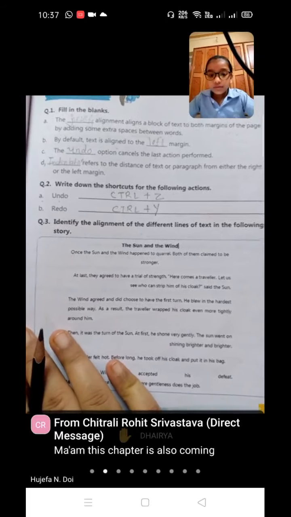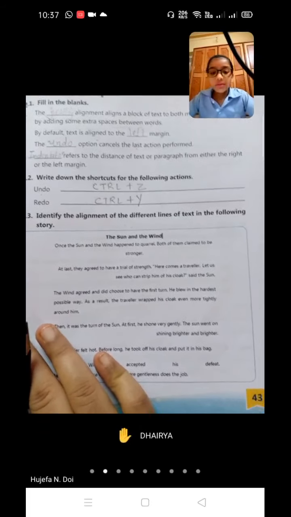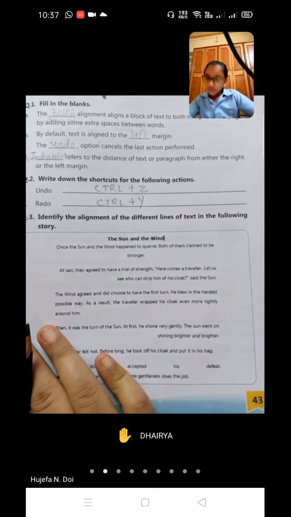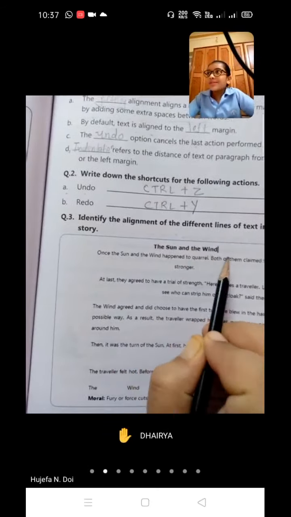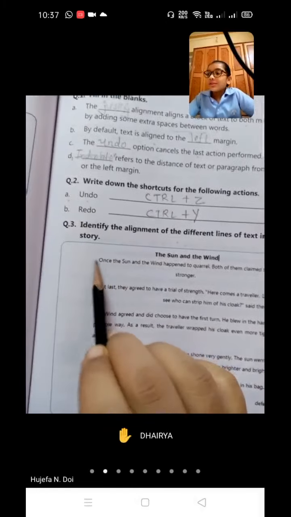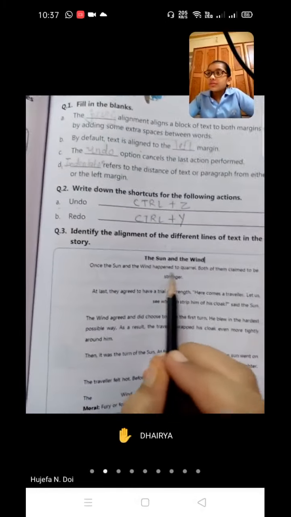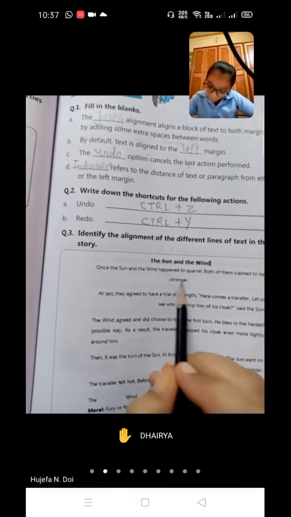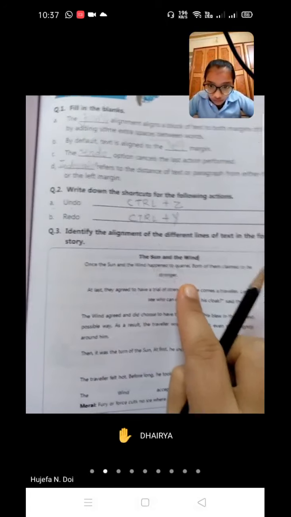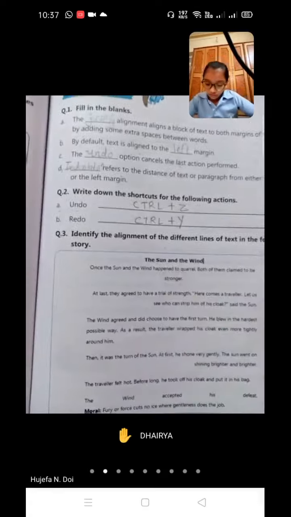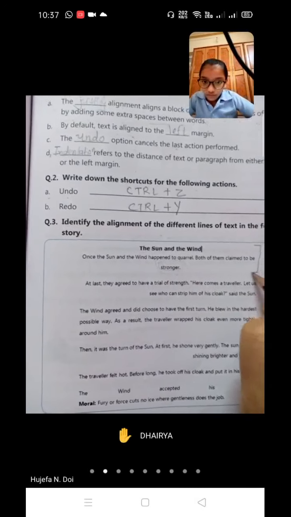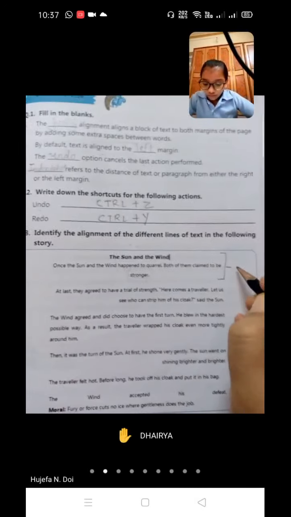No, this chapter will not be asked in the exam, so don't worry for that. You can see that this is the heading, the sun and the wind. Then there is one sentence also written. From this word we can identify this is the center alignment, जो center में ही है. This is a whole line, but its last word is in the center, so this is the center alignment. Write down.